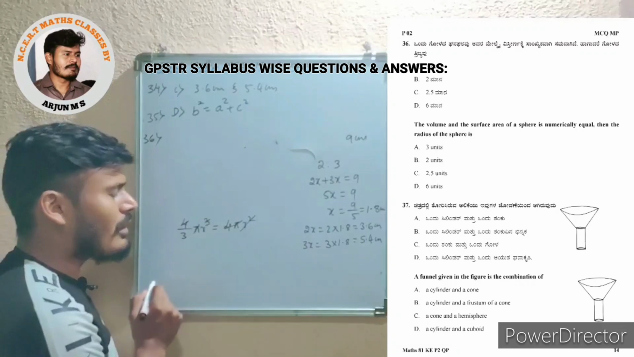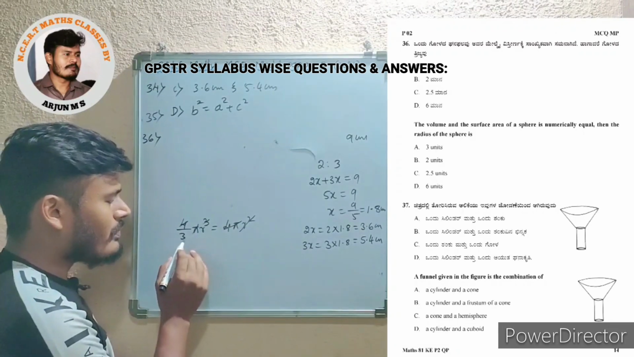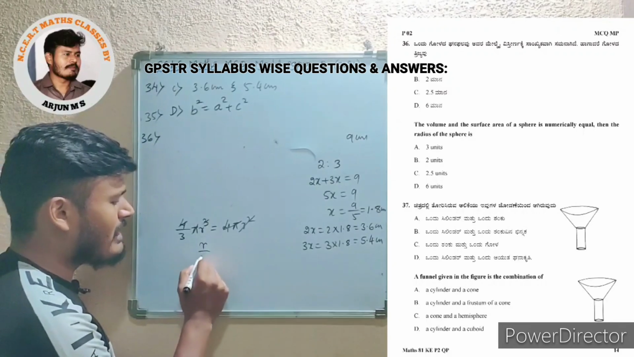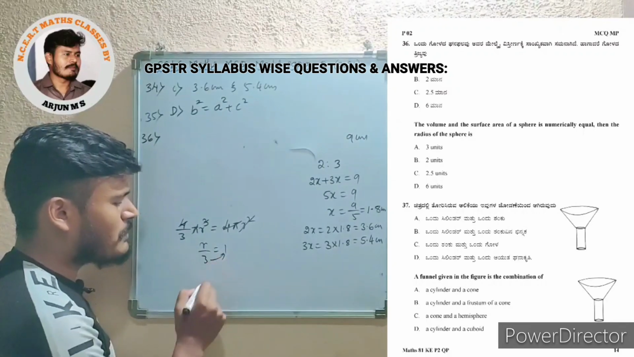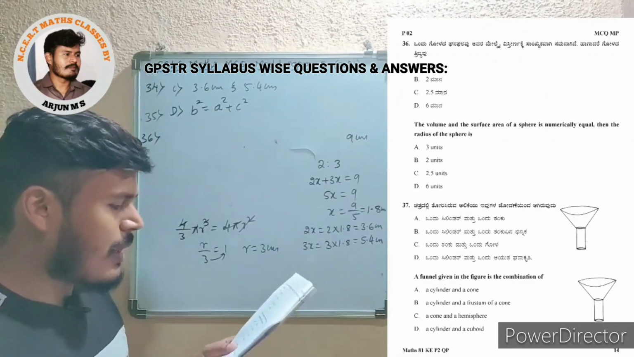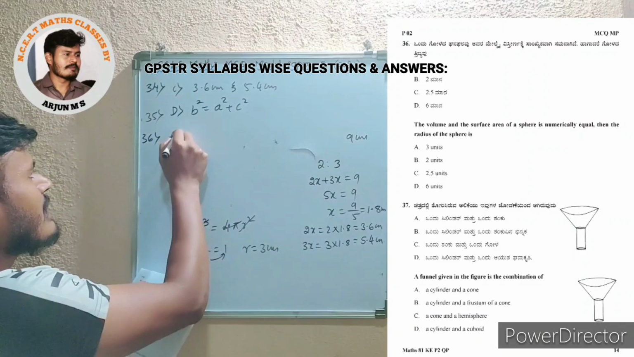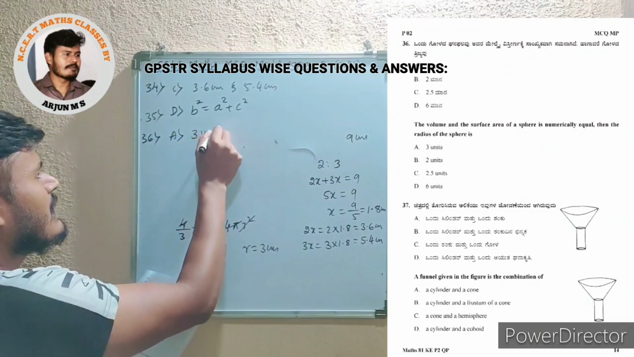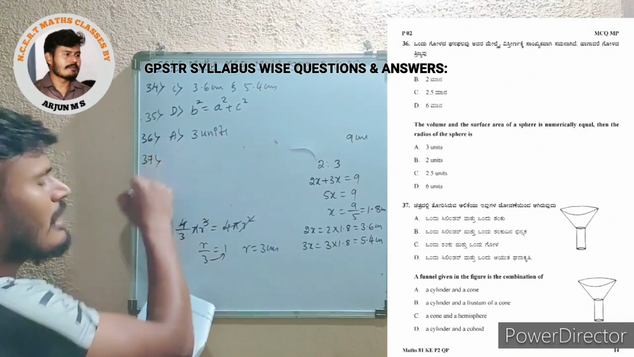We know that 4 pi gets cancelled out. Then r square and r cube get cancelled out. Then we have r by 3, which is equal to 1. Then transpose 3 to the RHS, we get r is equal to 3 centimeter. Here option A is correct. 3 units is the right answer.